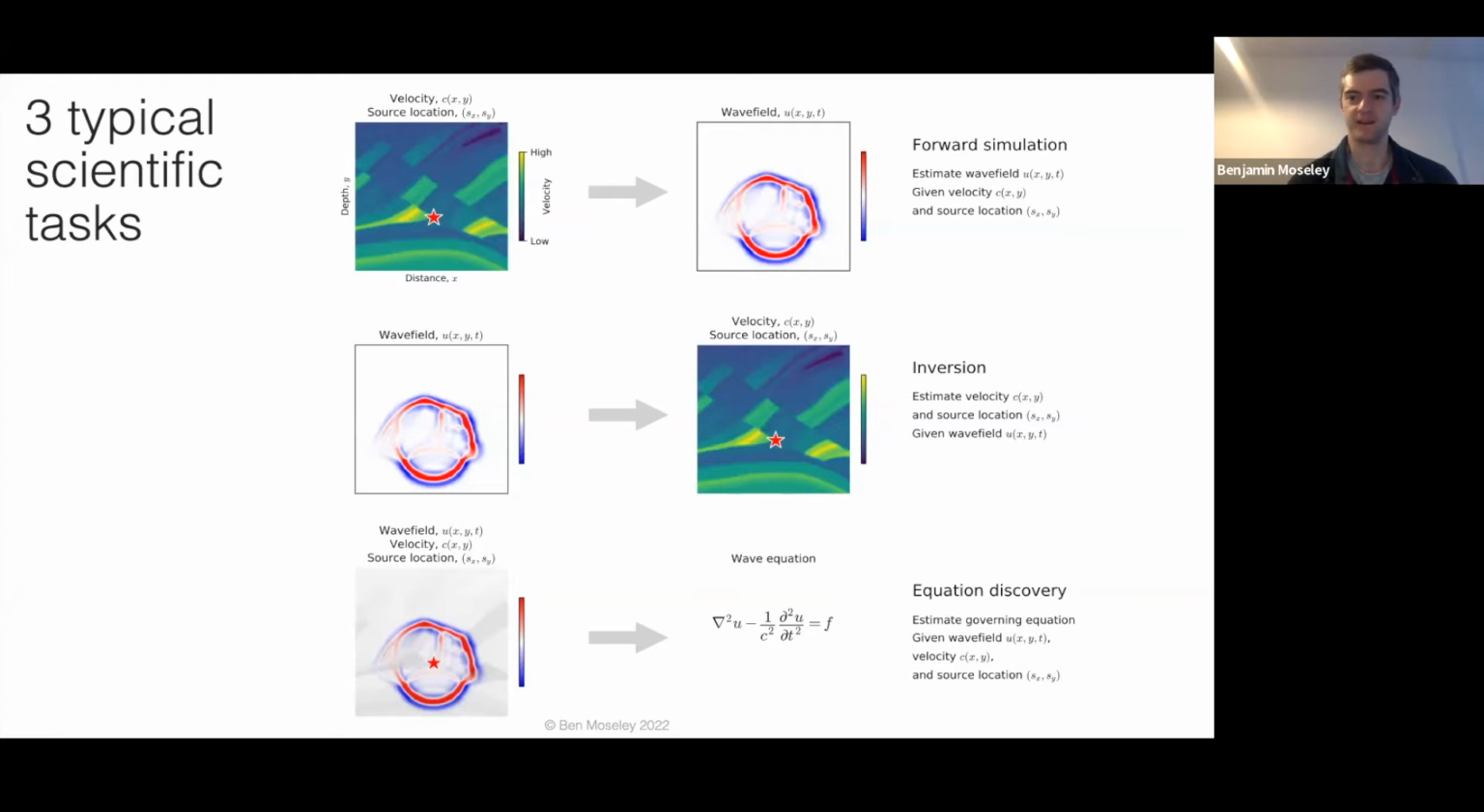The second one is inversion, and this is where we're actually given some observed data. So for example, if we measure an earthquake, we measure the displacement on the surface of the Earth, and we do that with seismometers in the ground. So an inversion task is, given these potentially noisy observations, can we actually estimate the underlying physical parameters of that system? In this case, it would be the structure of the Earth and the location of the earthquake.